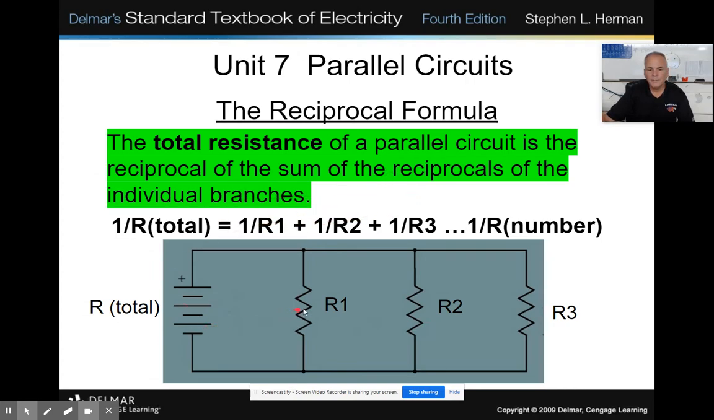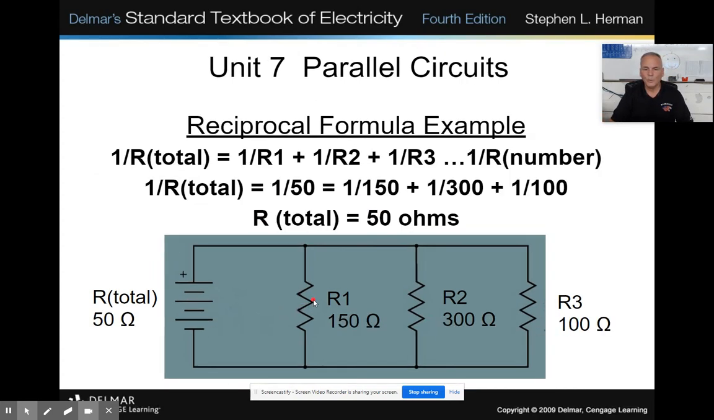Here's a picture of it being worked out. You notice that they've taken the reciprocal of 150 and added it to the reciprocal of 300 and added it to the reciprocal of 100. And they've taken the reciprocal of that total and they got 50. Now you may ask yourself, how come that's smaller? You know, in series circuits, you added these things up and you would have had a whole bunch of resistance, but we have a smaller resistance.